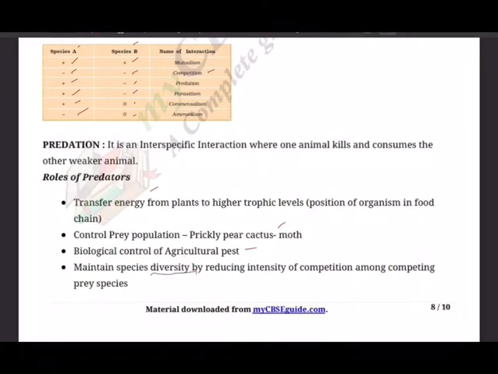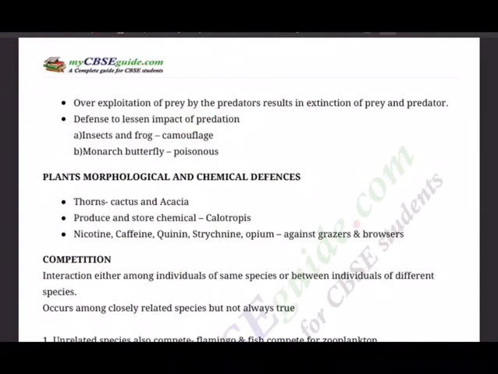Predators maintain species diversity by reducing the intensity of competition among competing prey species. So one will always be stronger than the other. And overexploitation of prey by predators results in extinction of prey as well as predator. If the predator keeps on hunting the prey and eats off all the prey, in a matter of time the population of prey comes down drastically and the predator will be suffering without food. So in due course, the predator number also comes down. So prey also dies, predator also dies.